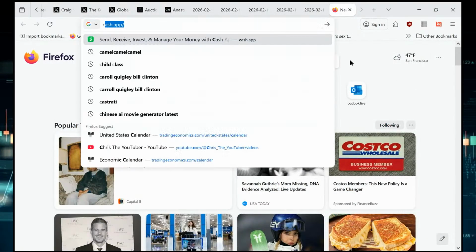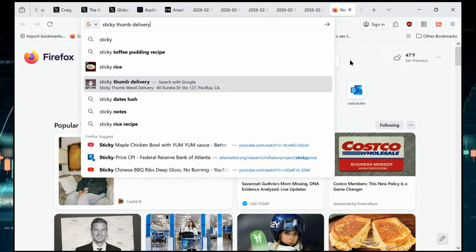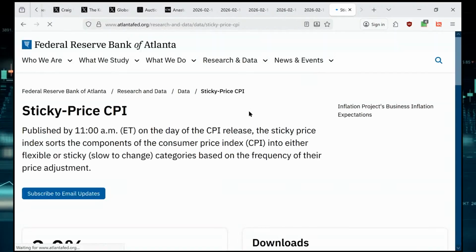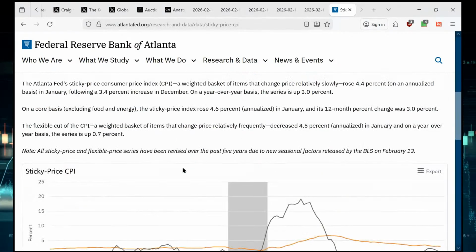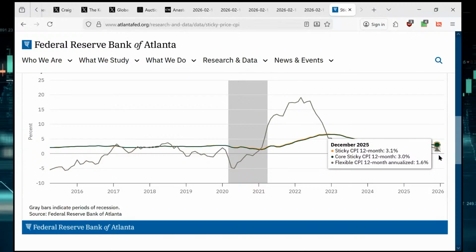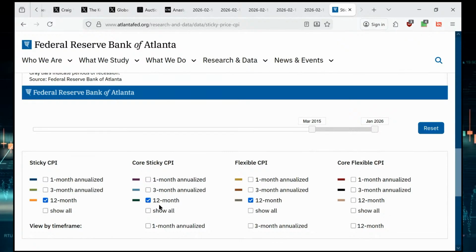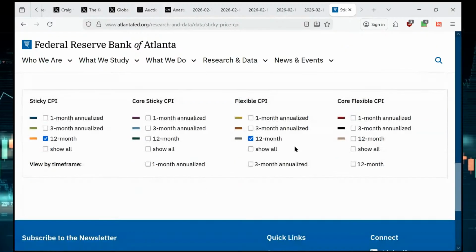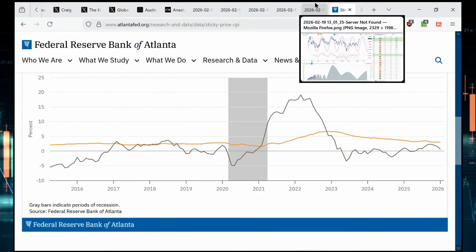Let's see. What's the sticky inflation we have? Okay, sticky inflation, here we are. Let me give you the sticky inflation. 3%. Okay, 3% sticky inflation. And let's look at the core 12-month inflation. The core sticky is still 3. I think that's about the same, huh? So, yeah, if the sticky is 3, then we're at 4, I assume, for the normal inflation, the full inflation.